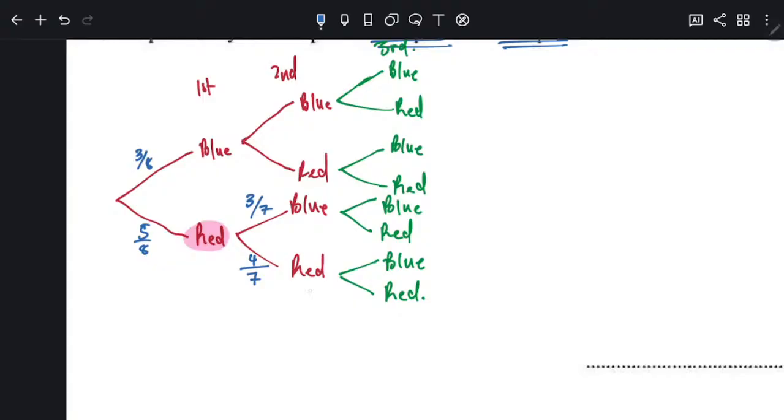And let's say we go red again. This now becomes 3 over 6. Don't forget to reduce the total as well. Then blue is still 3, but the total is being reduced, so it's 3 over 6. Are we together?